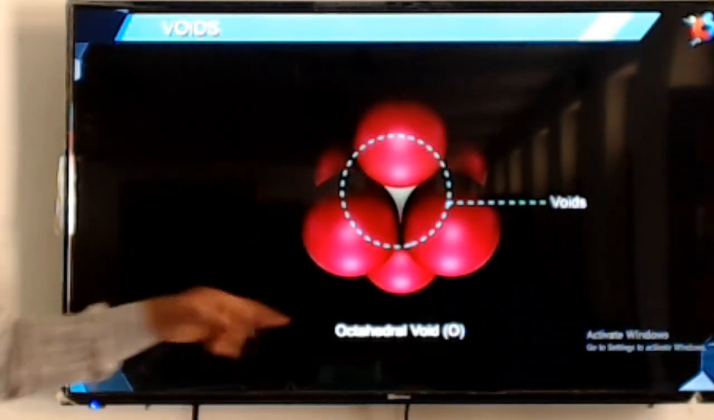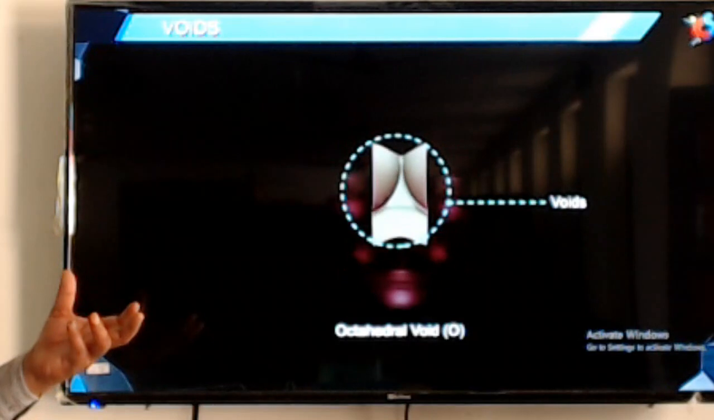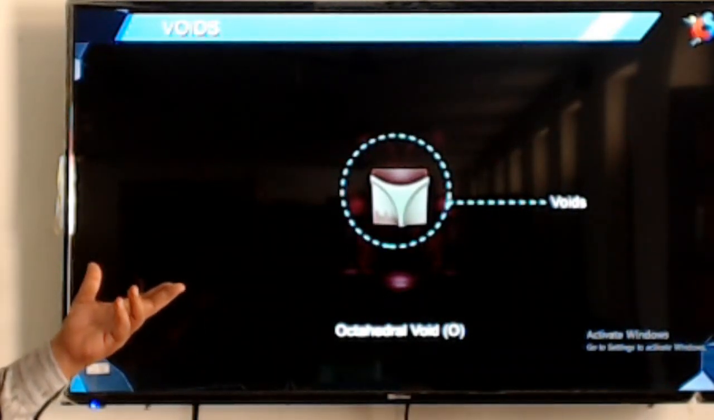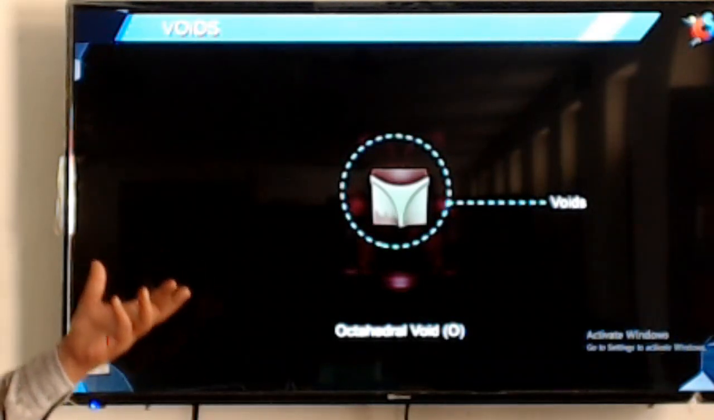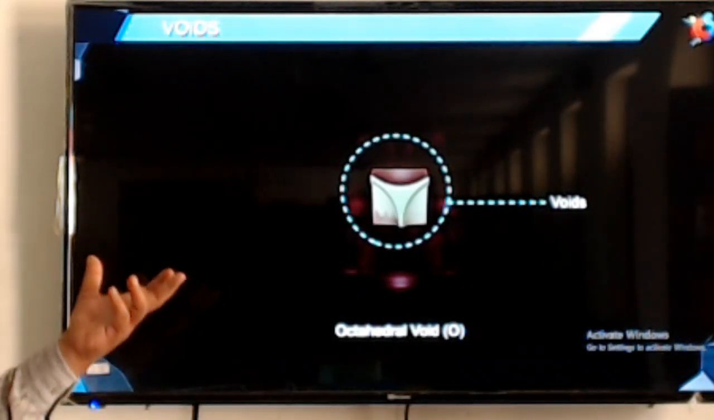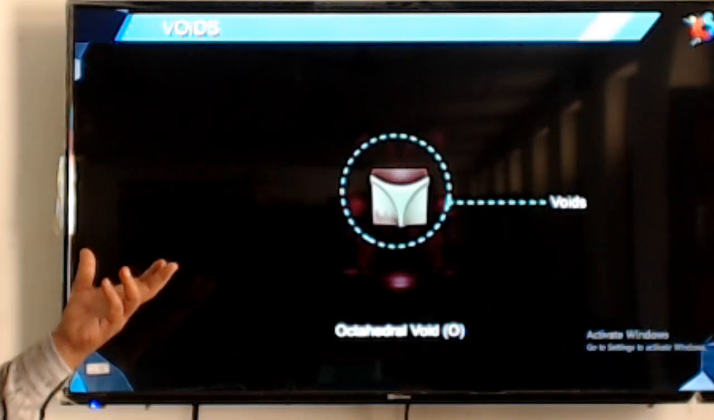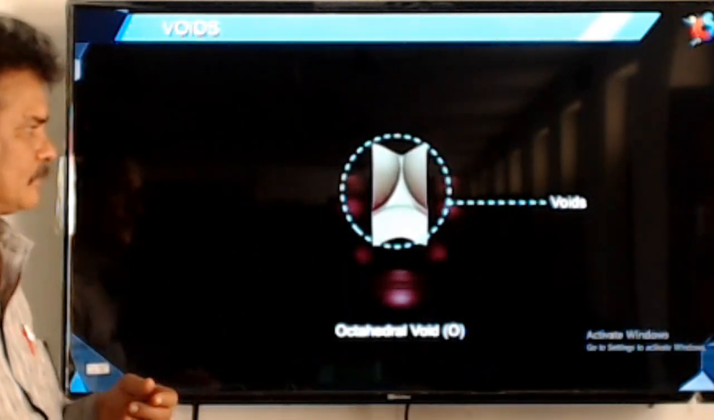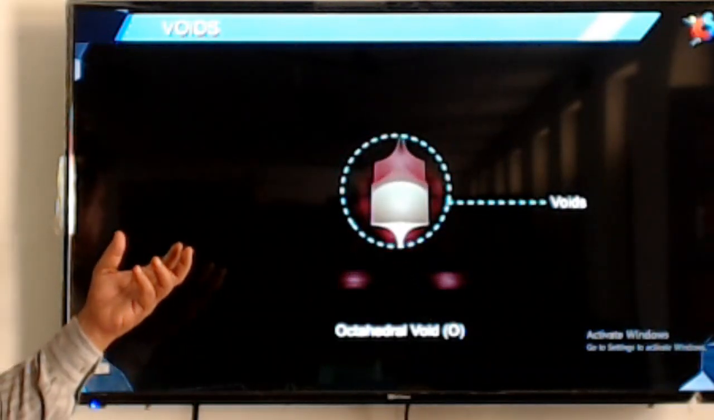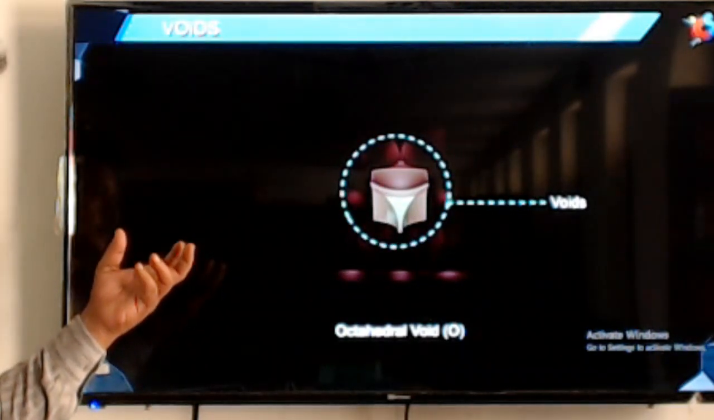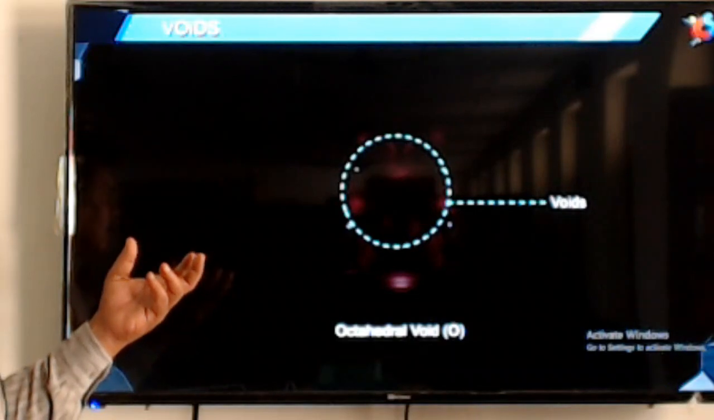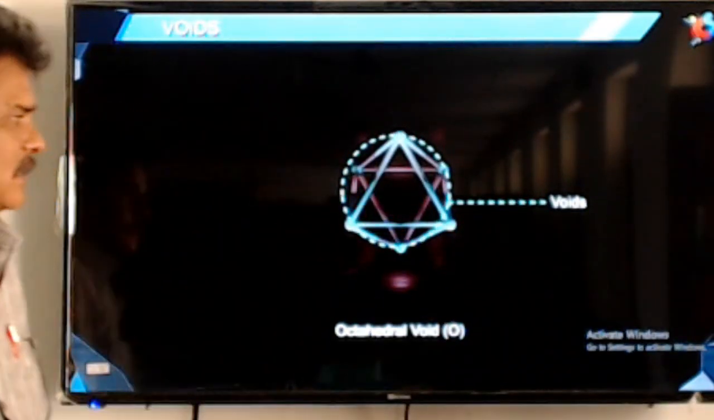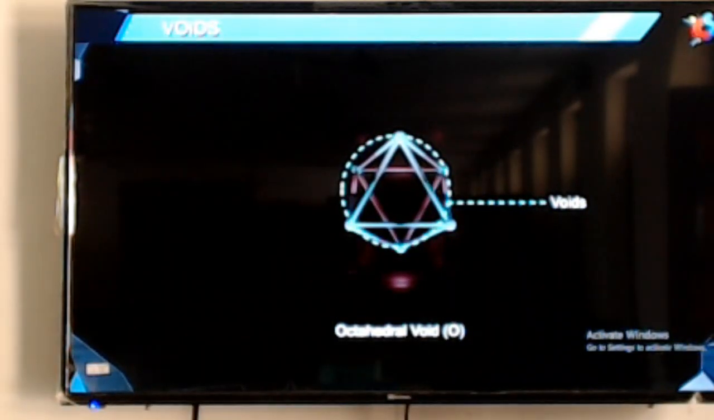Next, the octahedral void. This is formed by six spheres. This is a combination of two triangular voids formed by six particles. If we join the centers of these six particles, we will get an octahedron. So this is called the octahedral void.